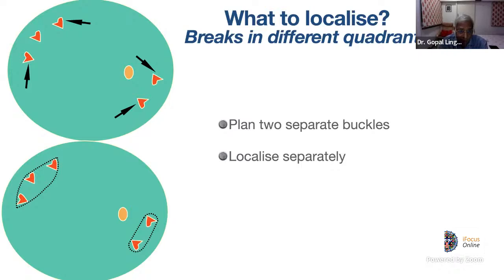If breaks are in different quadrants, you need to decide first, am I going to put 2 buckles or 1 buckle? If you're going to put 2 buckles in a situation like this, you can always link it up with an encircling band. Then you localize as marked in the pictures shown above. That is the 2 limits of the cluster of breaks. 1 cluster superior temporally and 1 inferior nasally.